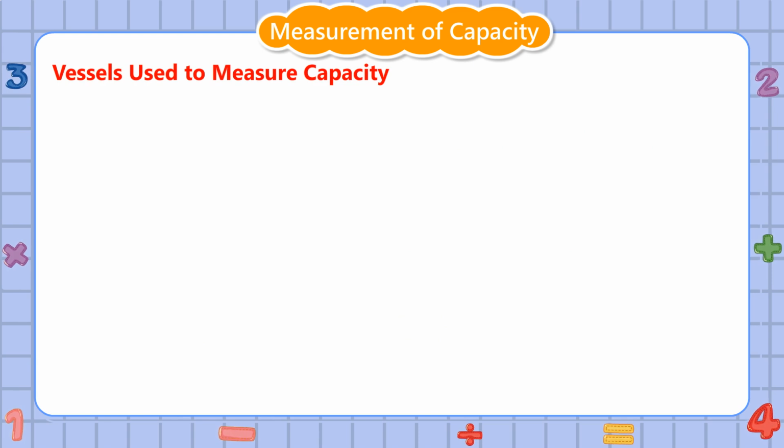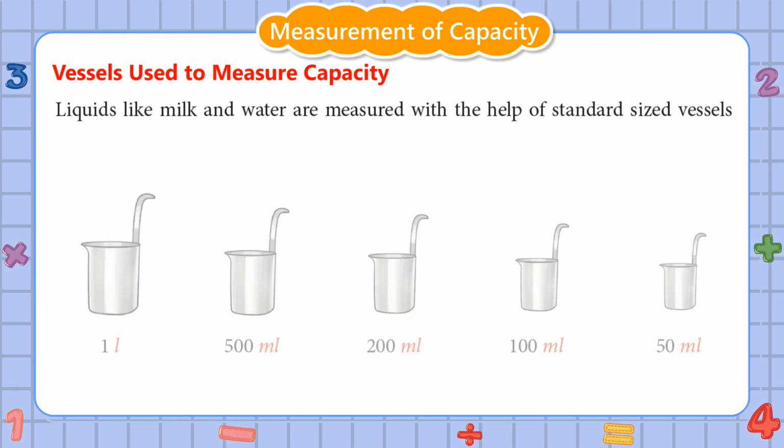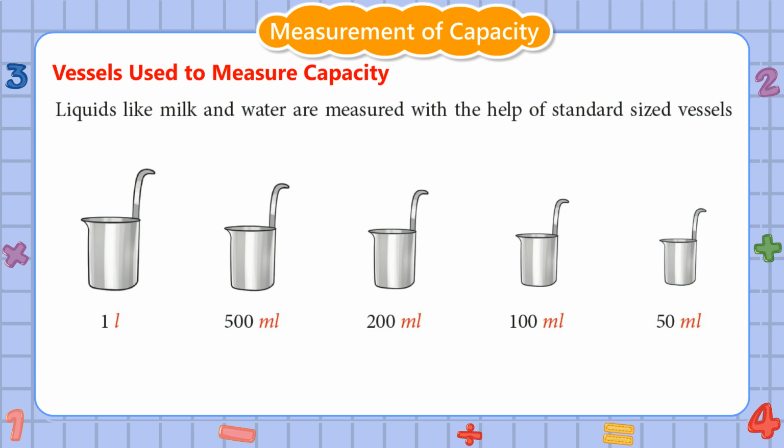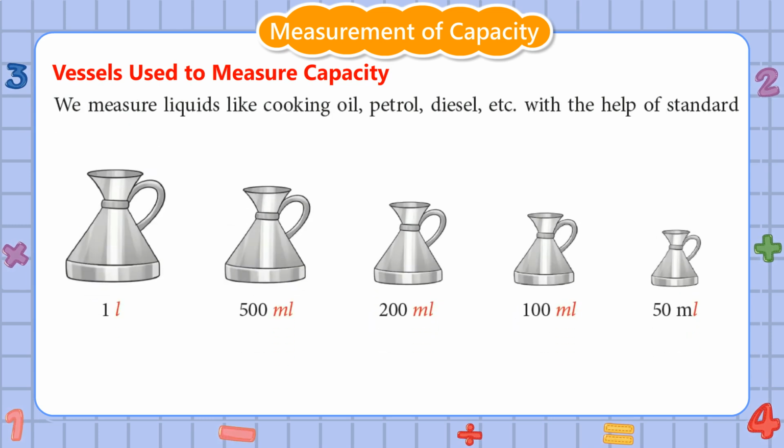Vessels used to measure capacity. Liquids like milk and water are measured with the help of standard-sized vessels shown below. We measure liquids like cooking oil, petrol, diesel, etc. with the help of standard-sized vessels shown below.